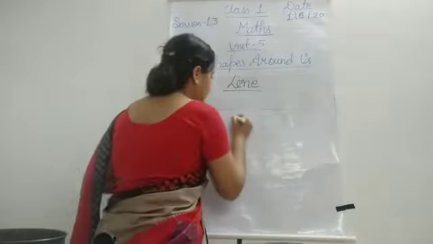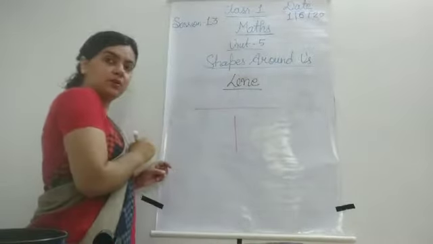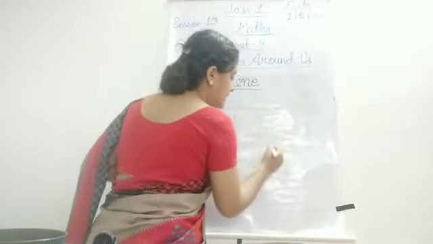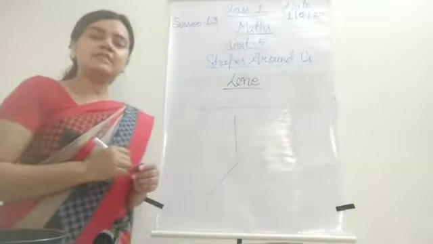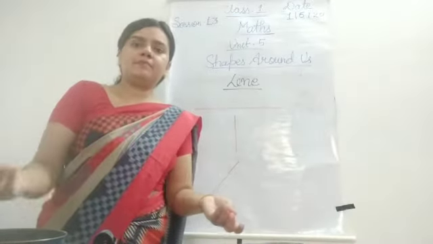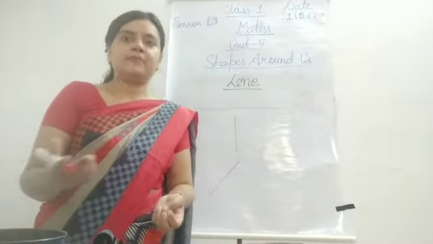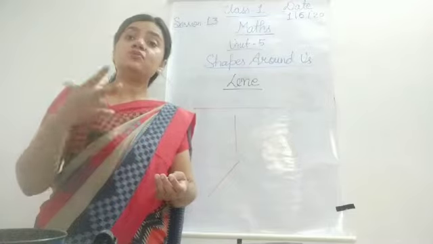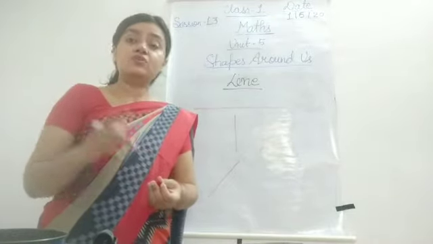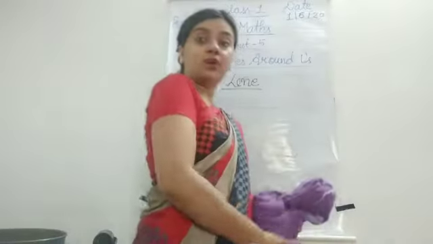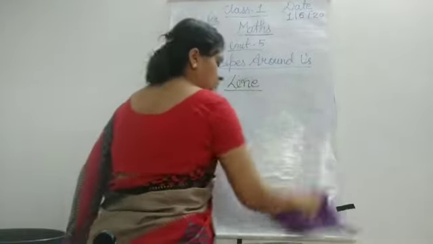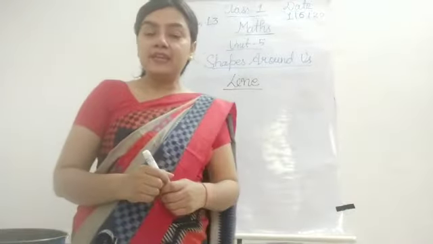Okay, it could be like this, and it could be like this. It means we can draw a line in any form. Many forms are there, but according to their nature we can divide line into 2 parts. So what are the 2 parts? Can you tell me what are the 2 parts of a line?